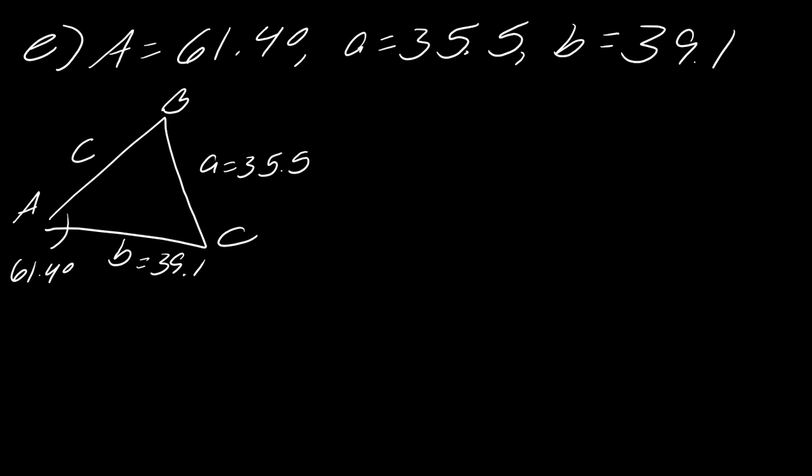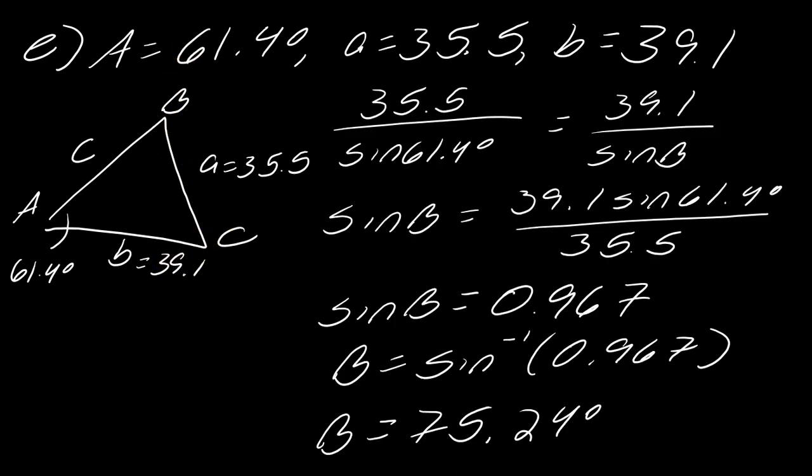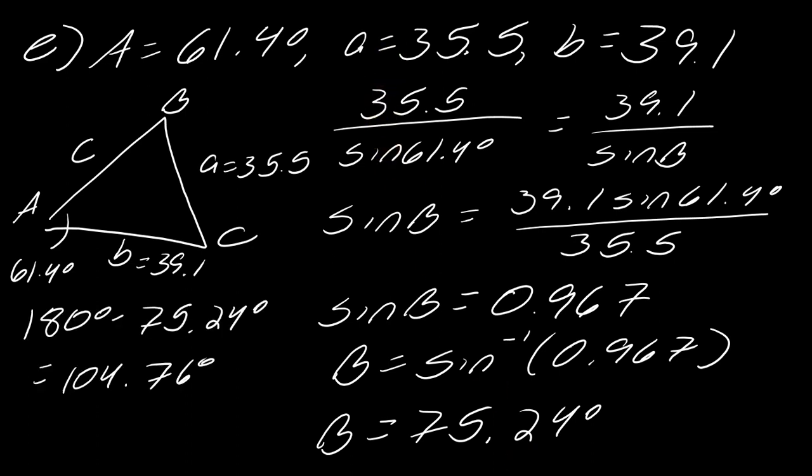Okay, so I've got my given information. So I'm going to go ahead and figure out what angle B is, I guess. So I go through and there's all my work. So here's my angle B, 75.24. Okay, so I've got my work here. I take 180 minus 75.24. I get this as my other potential angle.